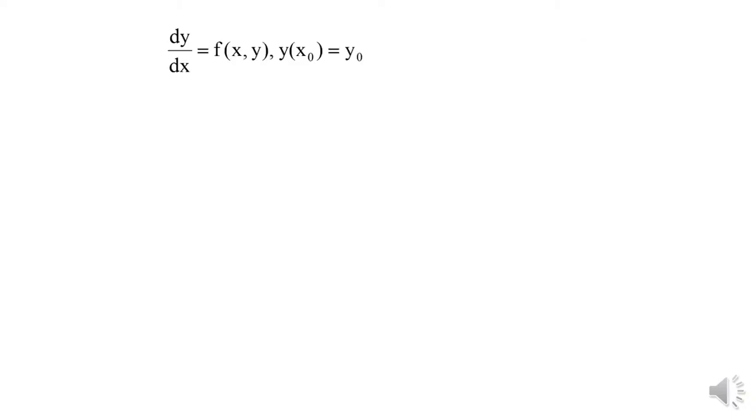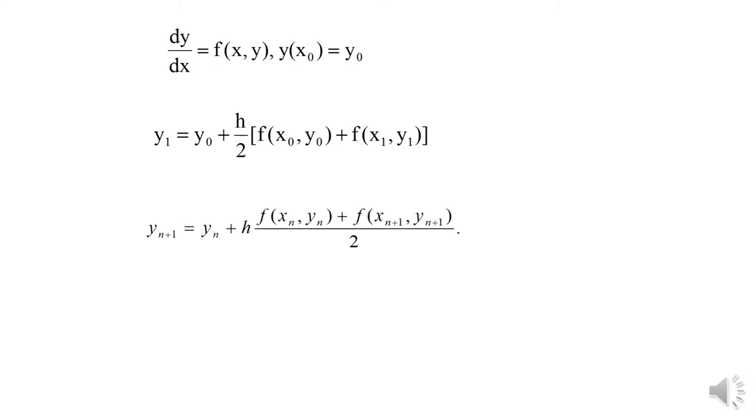So our objective is to find the solution of an ODE, that is an initial value problem. So dy upon dx is equal to fxy, y at x0 is equal to y0. This we have to find out, and we know the formula for 2 points, that is x0 y0 and x1 y1, can be written as y1 is equal to y0 plus h by 2 times fx0 y0 plus fx1 y1, and the general form can be written as yn plus 1 is equal to yn plus h times fxn yn plus fxn plus 1 yn plus 1 by 2.